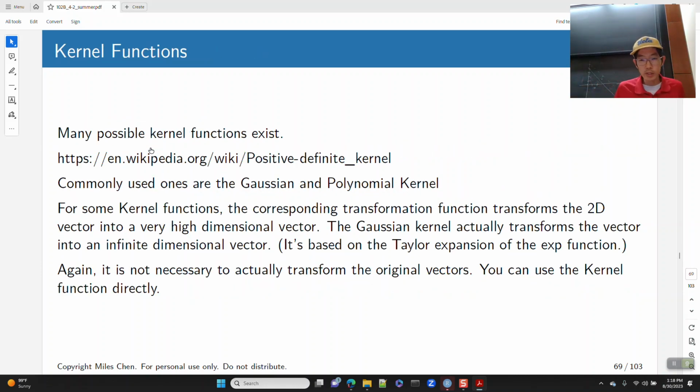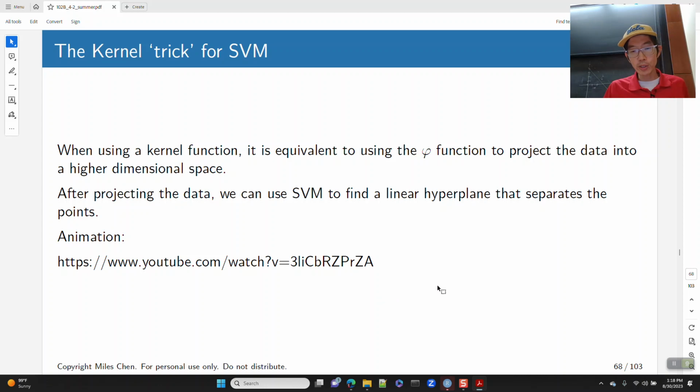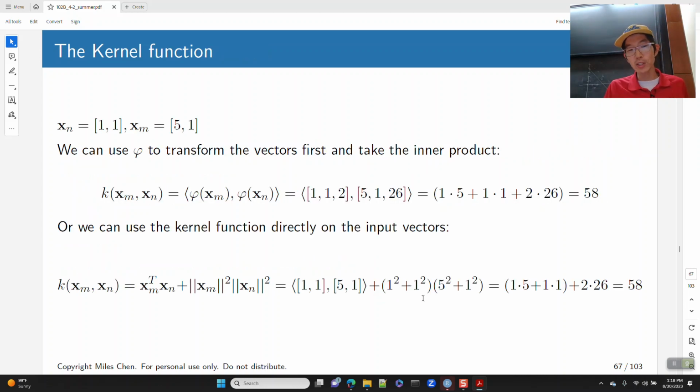Now, one thing I could do is take all of my 2D data, apply this transformation function, and now I have 3D data, and we go through the process of finding this thing. But we can actually just use the kernel function to get our answer without having to do the transformations.